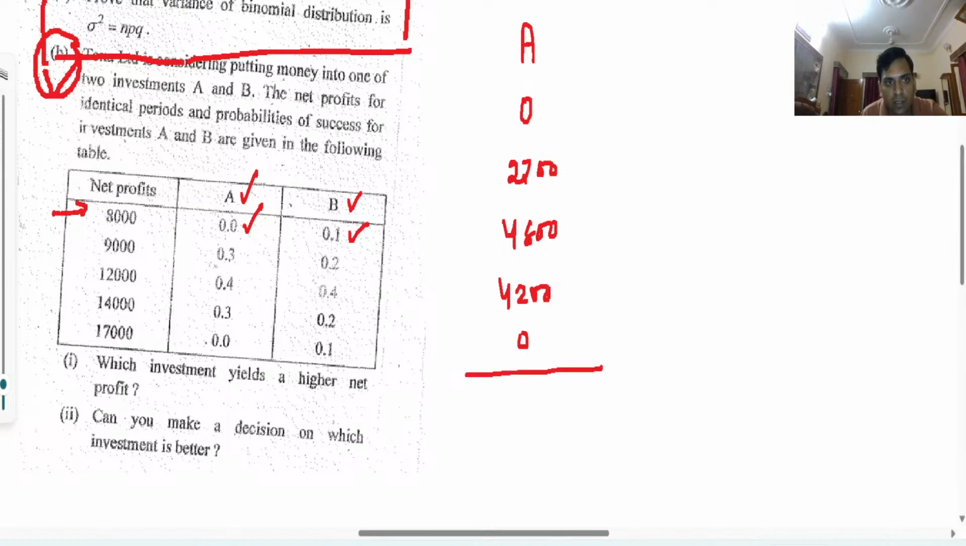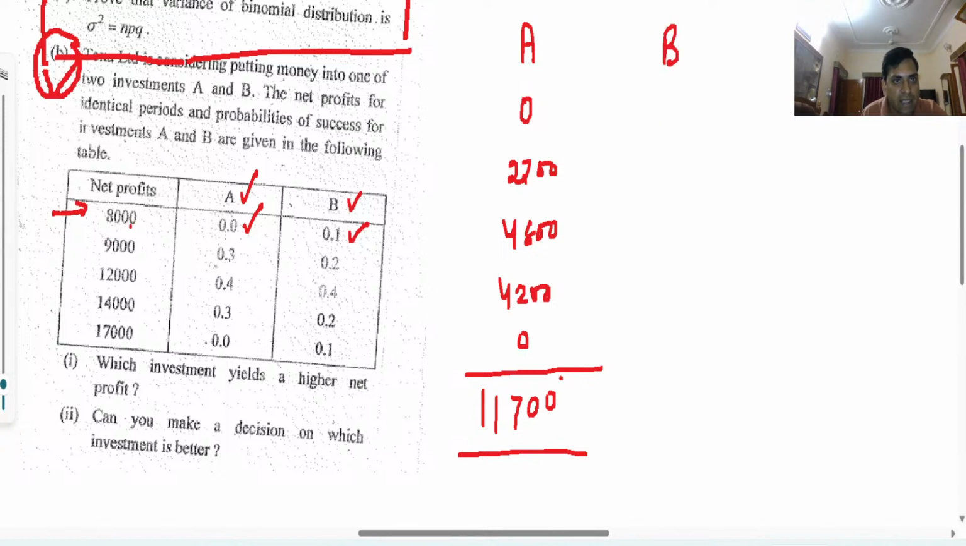To find the total yield, we will add all these five values: 0, 2,700, 4,800, 4,200 and 0. This is 11,700. This is the total profit from the first investment. In that way, we can find it for the second also.